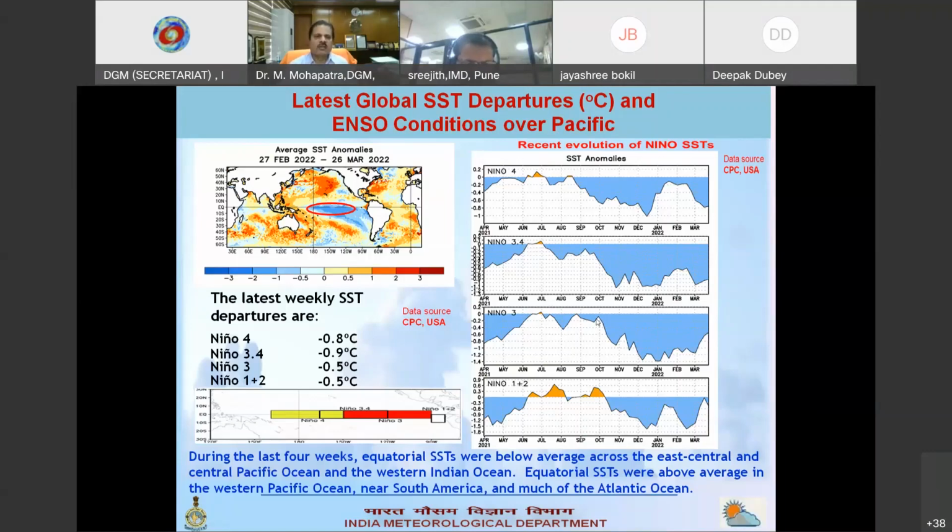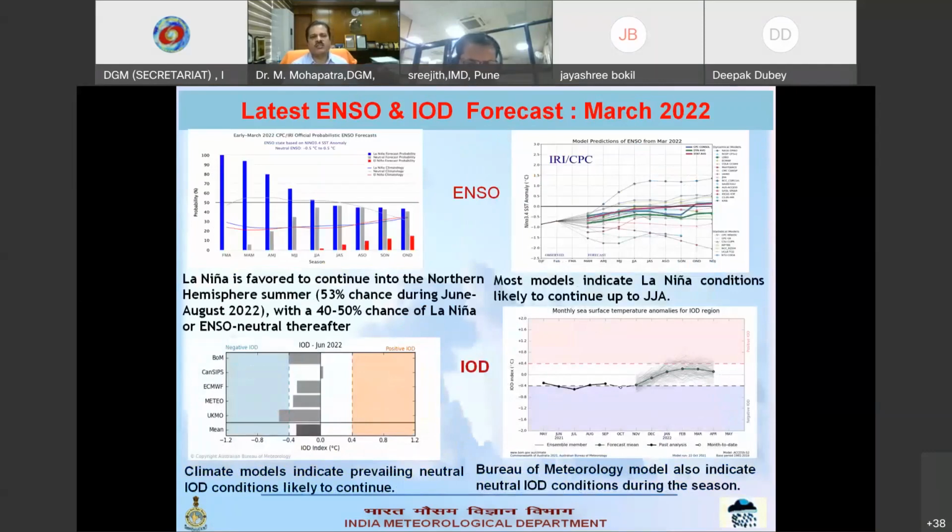Now, if you just look at the forecast of ENSO and Indian Ocean Dipole, there are different international models. What you find is that La Nina condition, which is prevailing now, is favored to continue into the northern hemispheric summer. That means up to April, May, June, or July, we can expect La Nina condition to continue. There is a probability of 53% during June to August for La Nina conditions. So up to June, July, August, you can have the La Nina conditions as per this forecast.